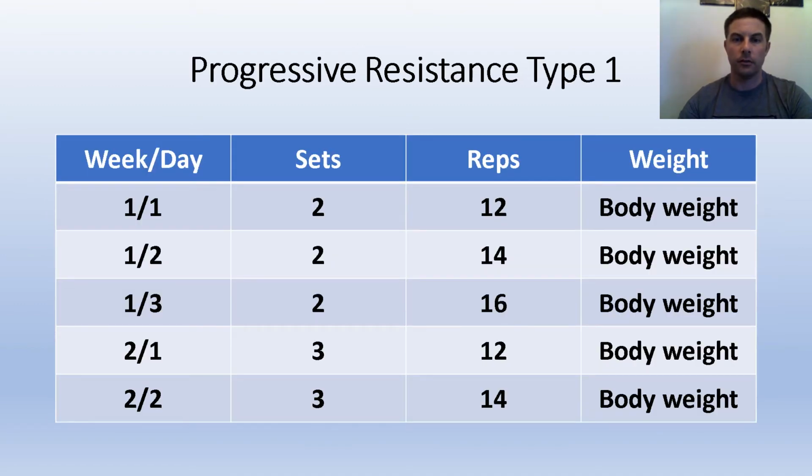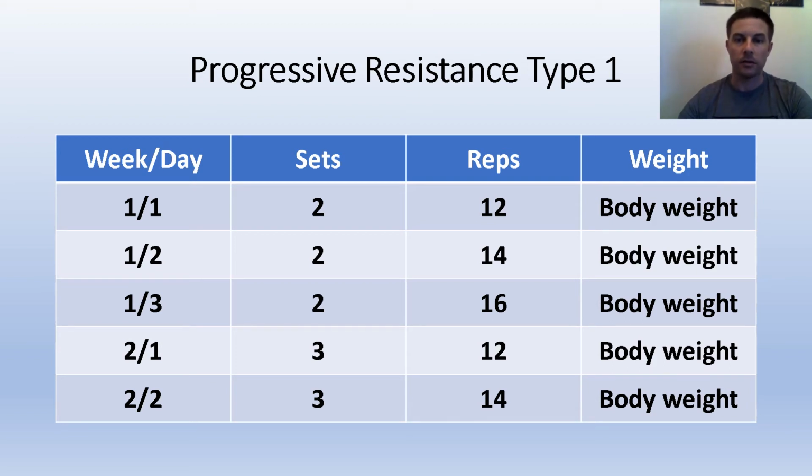This is a little chart that I'm making for progressive resistance for type 1 fibers. Just for an example, let's use your body weight. You can also substitute a lighter weight with a higher repetition range. As previously mentioned, these fibers are for endurance. Let's say you're doing 2 sets of 12 reps for week 1, day 1. You can do this for push-ups.